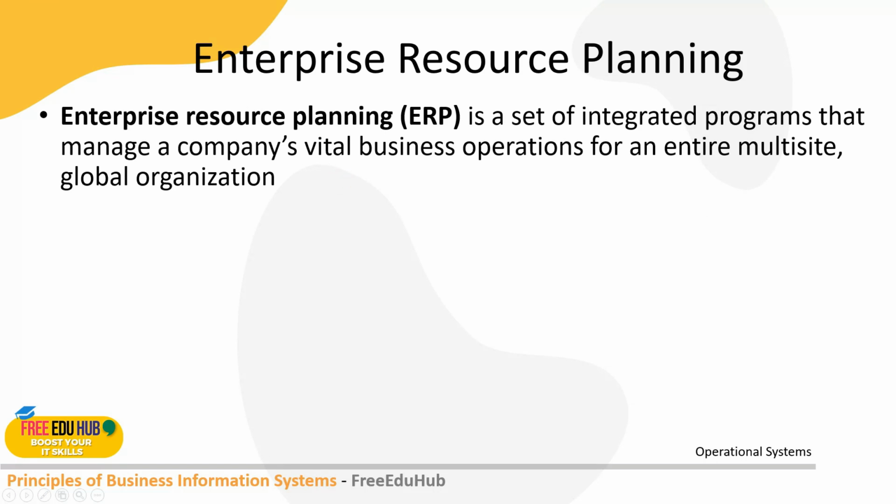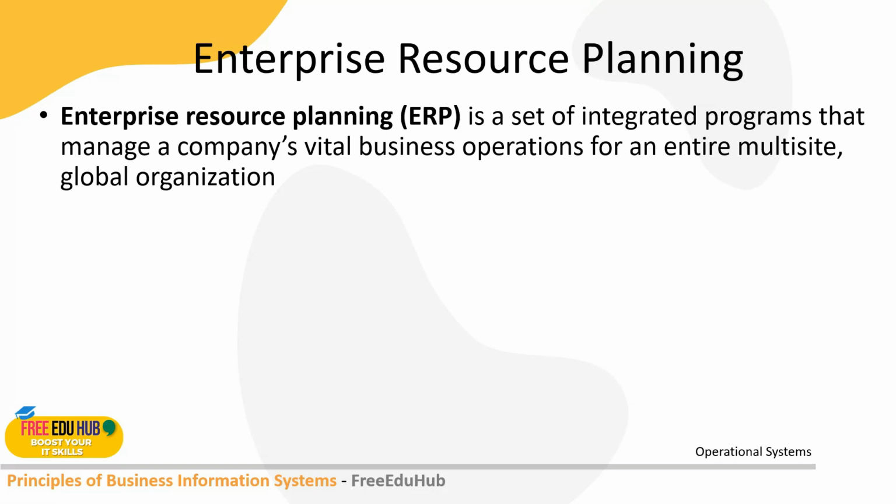In order to get a basic understanding of enterprise resource planning systems: ERP is a set of integrated programs that manage a company's vital business operations for an entire or multi-site global organization. ERPs can be implemented in all major or minor entities of the same business, whether they are operating in the same city, in the same country, or globally. The same enterprise resource planning system can share the information among the systems in order to come up with the integrated sales and enterprise-related data.